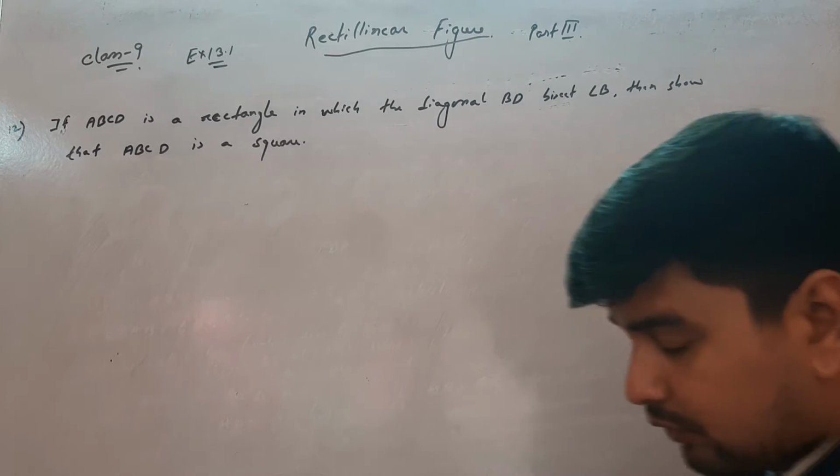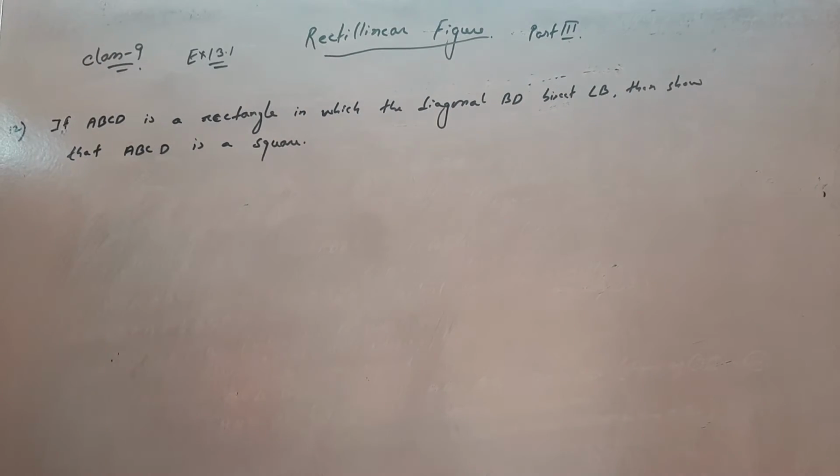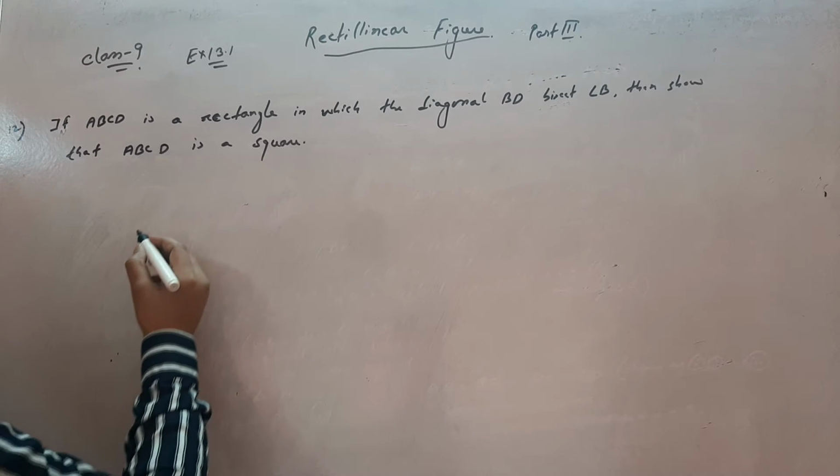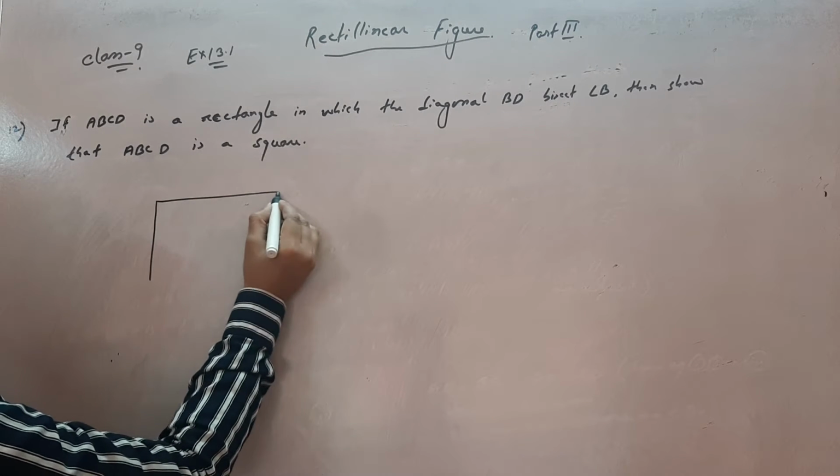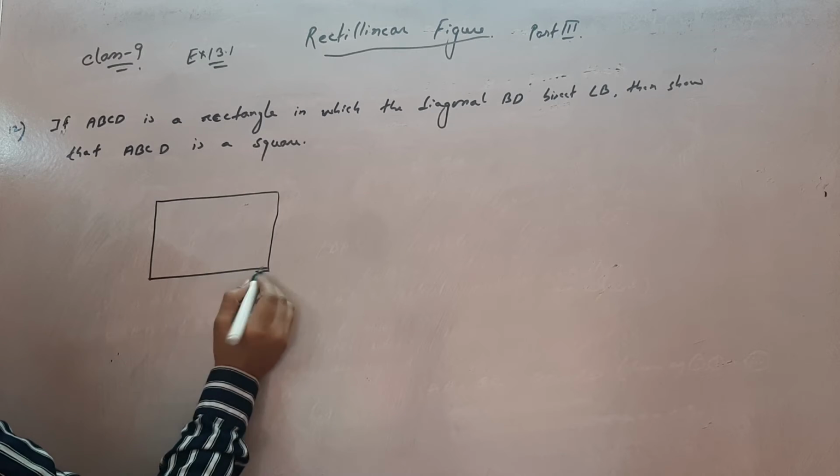Okay, it's time for question number 12. See, in question number 12, if ABCD is a rectangle, first of all we draw a rectangle. ABCD is a rectangle.